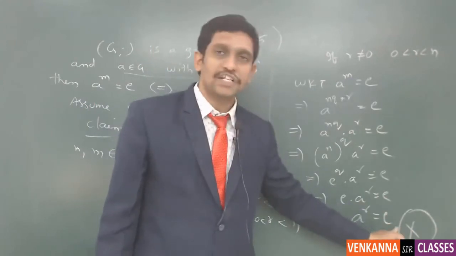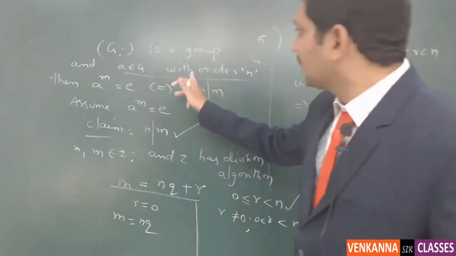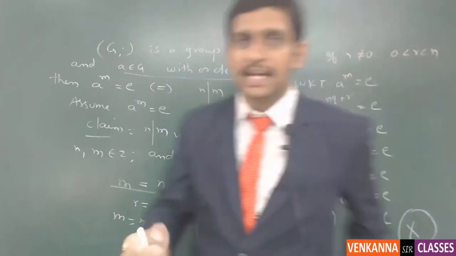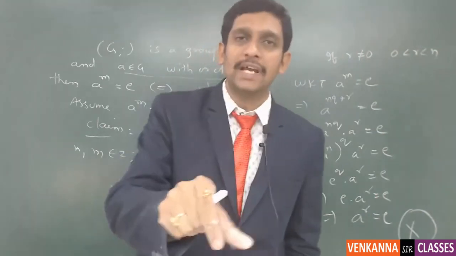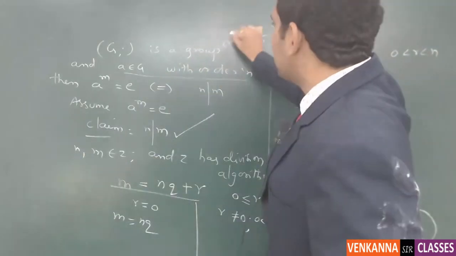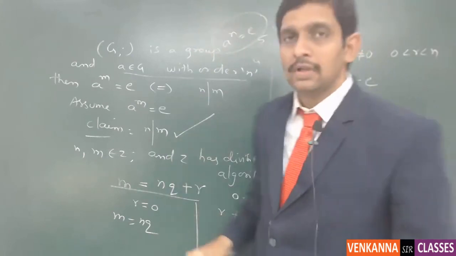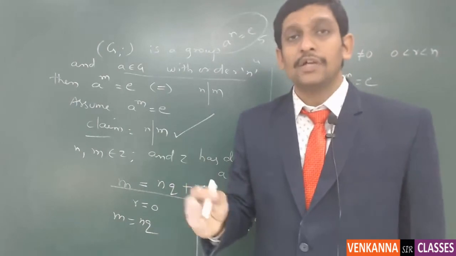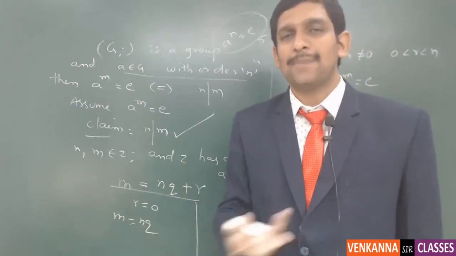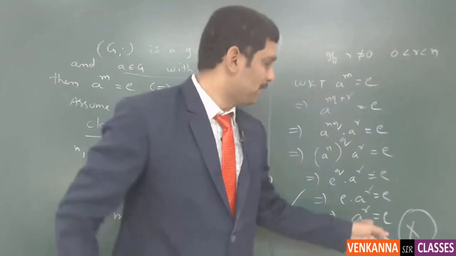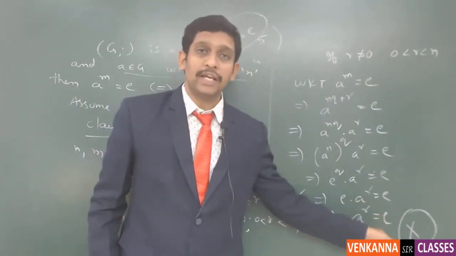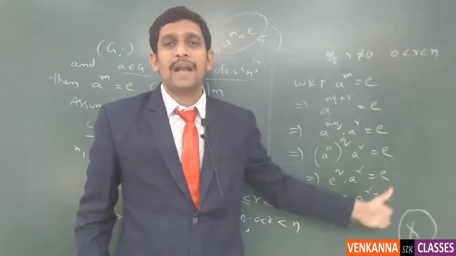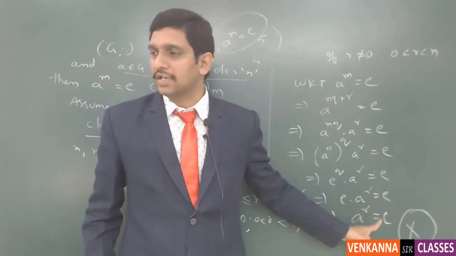So this is a contradiction, because since you have taken that order of the element is n, it means that n is the least positive integer to get the value a power n is equal to identity, because you have practically taken so many examples. So before n, you cannot get identity. It is practically not correct. So here what happened? a power r is equal to e, and r is a number which is less than n. The order of the element, it is practically not correct. So this is a contradiction. Okay?